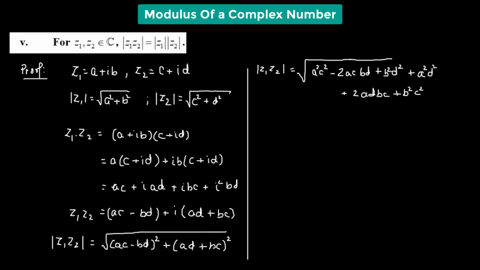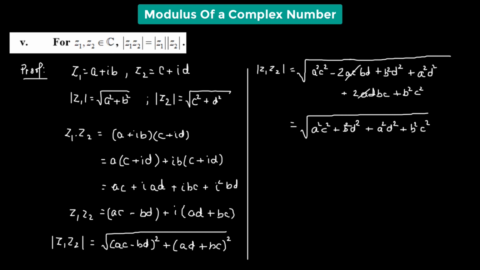So here we have applied the expansion of (a minus b) whole squared and (a plus b) whole squared. Now we see that negative 2ACBD is going to cancel out 2ADBC, leaving us with the square root of A squared C squared plus B squared D squared plus A squared D squared plus B squared C squared.